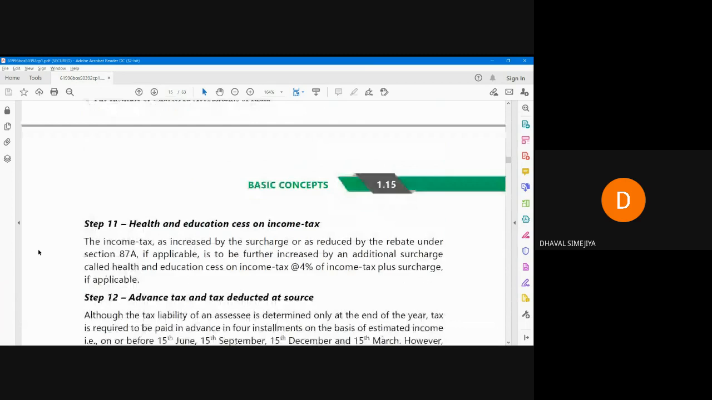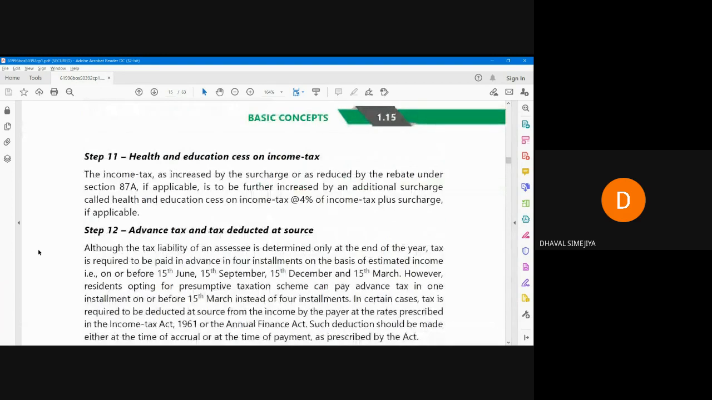Health and education cess. Now, what is this health and education cess? Income tax as increased by the surcharge or as reduced by the rebate under section 87A, if applicable, is to be further increased by additional surcharge called health and education cess, on income tax plus surcharge if applicable. It means 4% will be levied on the tax.